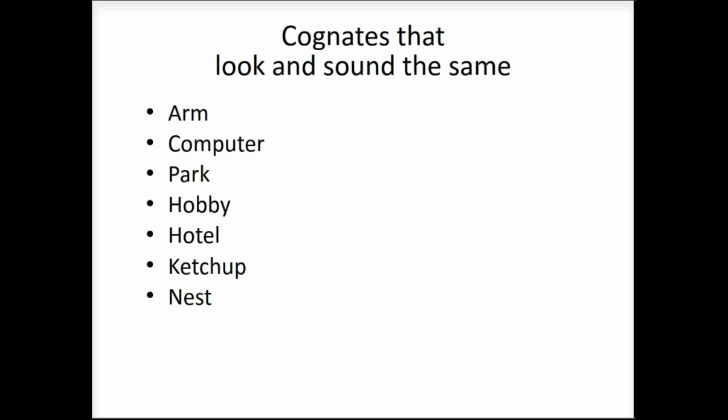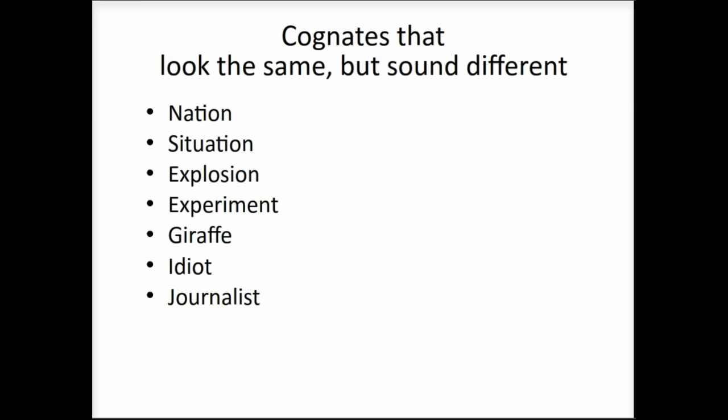The first type of cognates are words that look and sound the same in both German and English. And you see a list of some examples in front of you. Of course, you recognize the words. They're spelled identically to the English. If I pronounce them in German, they may sound slightly different, but they would still be very recognizable. For example, these words are arm, computer, park, hobby, hotel, ketchup, and nest.